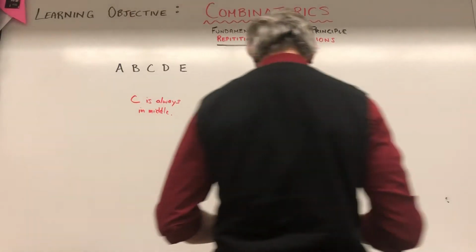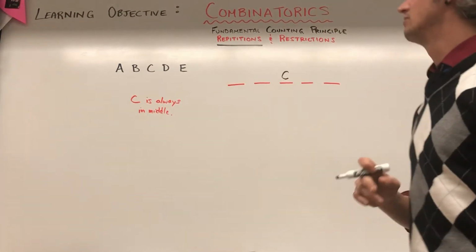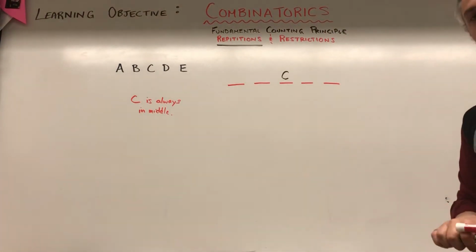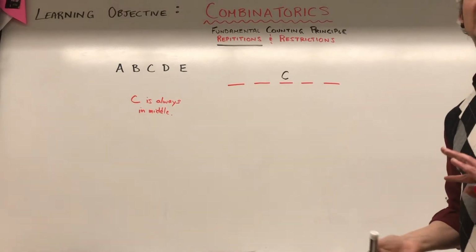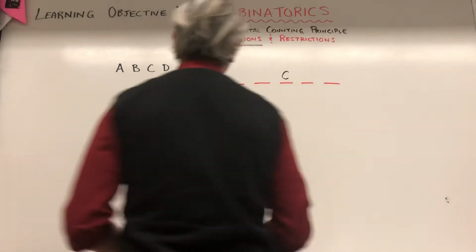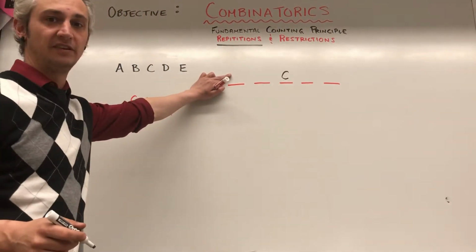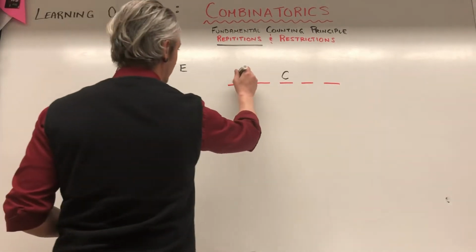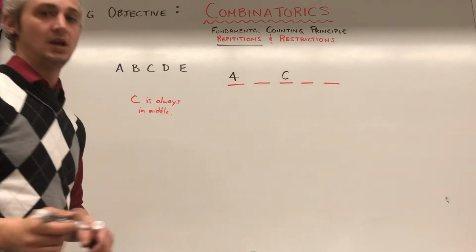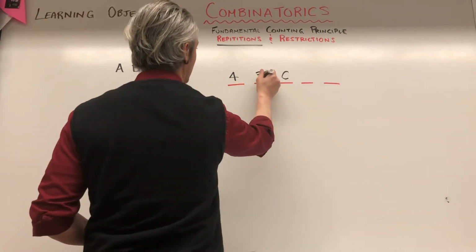Basically this is a restriction: C is always right here. How many ways can you arrange these letters? Well, now we can't really do factorial because it's getting messed up by this. So we just have to start thinking about it. How many choices do I have for the first slot? 4. How many choices do I have for my second slot? 3.